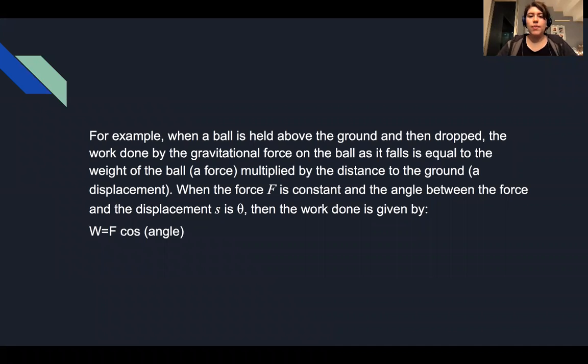For example, when a ball is held above the ground and then dropped, the work done by the gravitational force on the ball as it falls is equal to the weight of the ball multiplied by the distance to the ground, the displacement. When force F is constant, and the angle between the force and the displacement is theta, the work done is given by W equals F cosine theta, times the displacement.